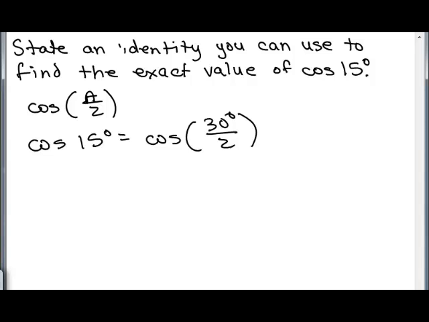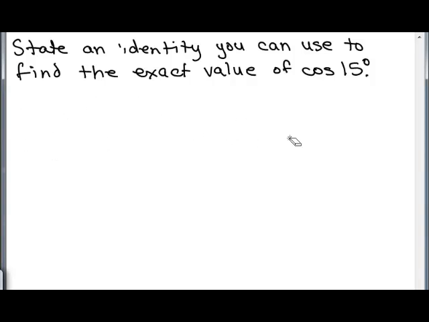I find the half angle identities harder to remember. So a different possibility is to use the difference formula, and that's one I'm going to use. So I'm going to use this formula, A minus B, and the reason I know this is going to work out is because I could think of two special angles that have a difference of 15. That could be 60 and 45, or it could be 45 and 30, for instance. So what is the formula? It's the first thing we're asked to do, to state the identity.